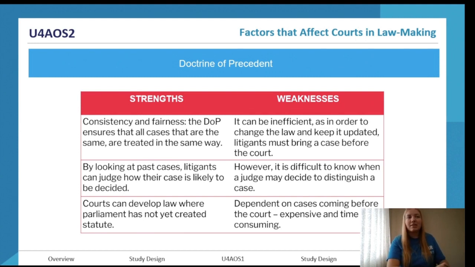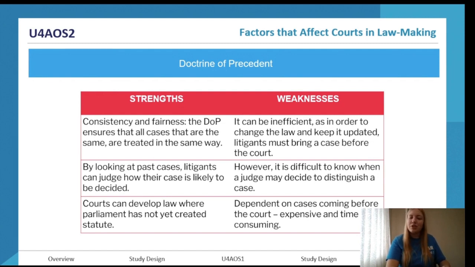If that were the case, then of course the Commonwealth or the state law is taking priority over the court's decision. So in that case, if there are future cases with the same problem, the courts will now have to use the laws that the parliament has now created, and they cannot use that precedent that they developed anymore. And then what are some weaknesses?